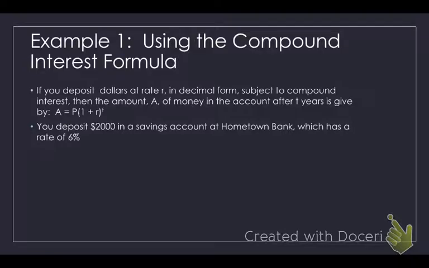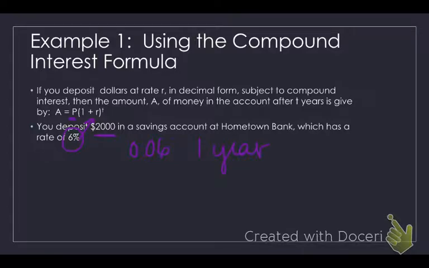Alright, so here we go. You deposit $2,000 in a savings account at Hometown Bank and it has a rate of 6%. So we're going to determine our future value. First thing we're going to do is plug in. The $2,000 is our principal amount because that's how much we're investing. And then the 6% goes in as our rate. But what do we have to do with percents? We have to write it as a decimal, so we're going to change it to 0.06. And then it doesn't tell us how many years, so let's just assume it's after 1 year.